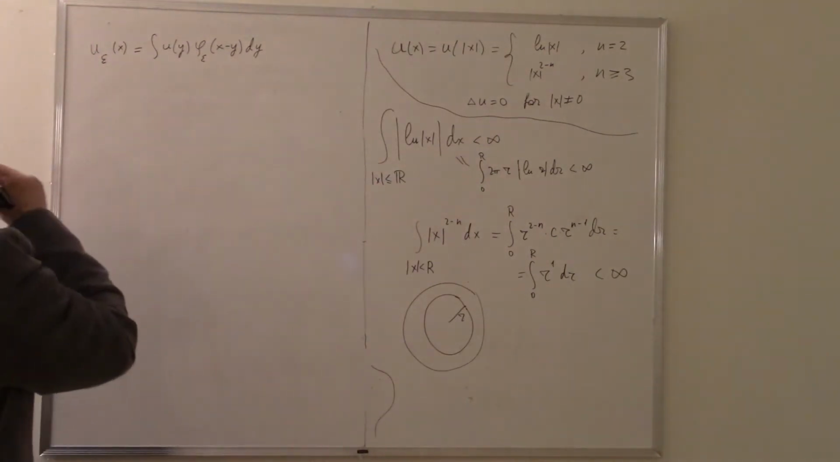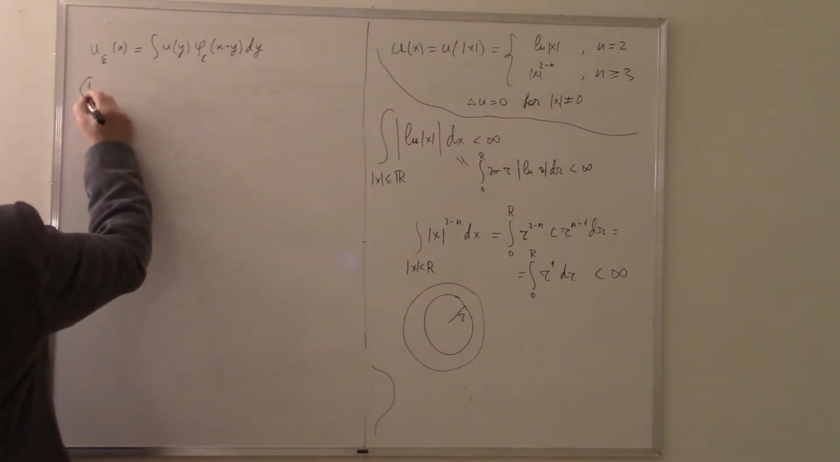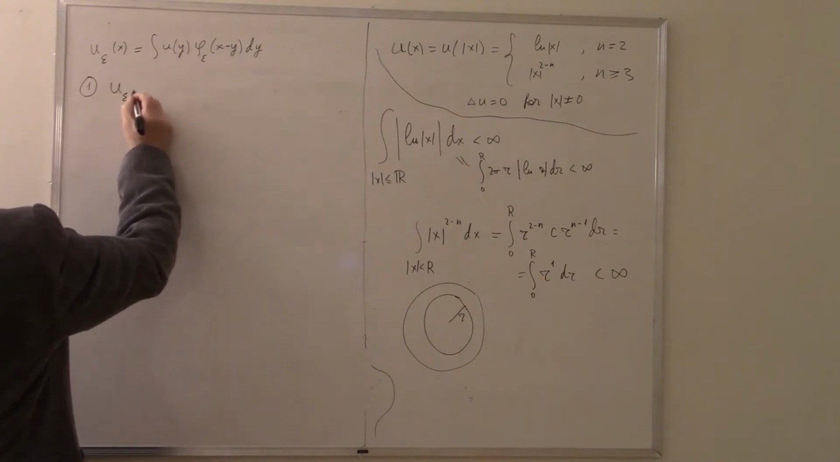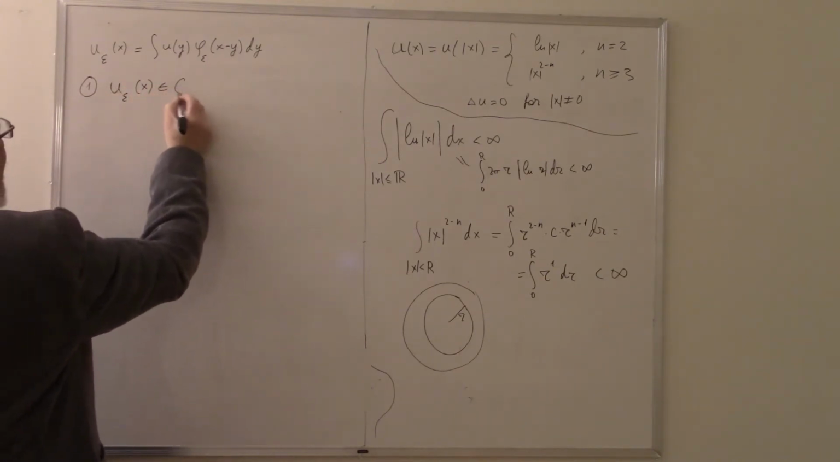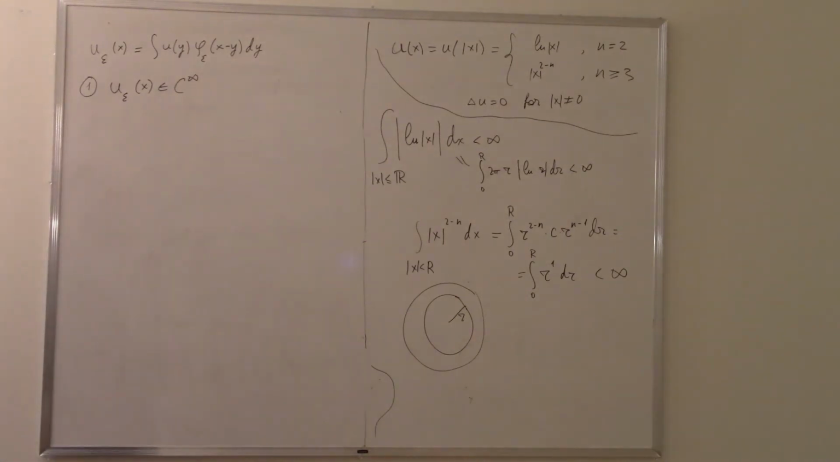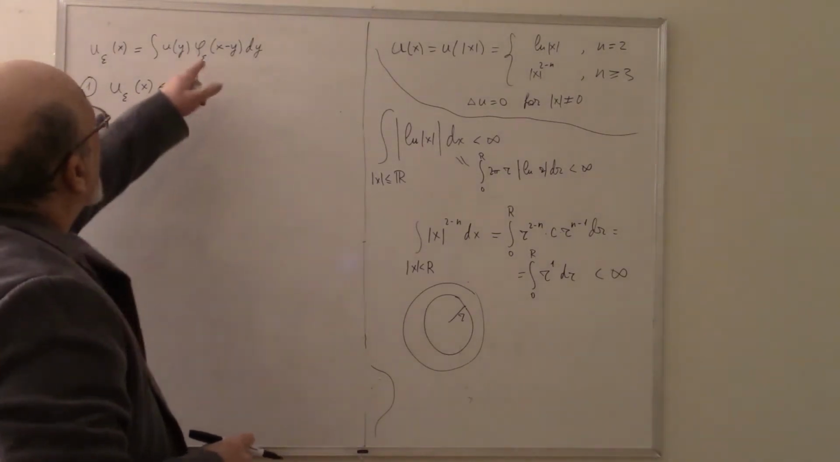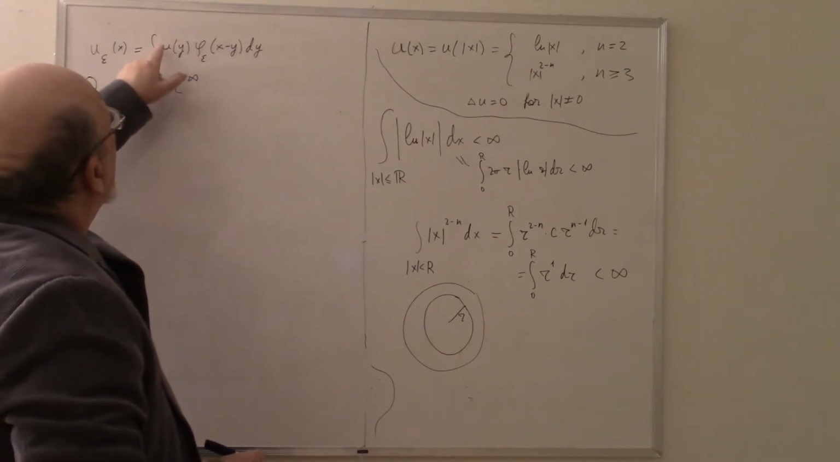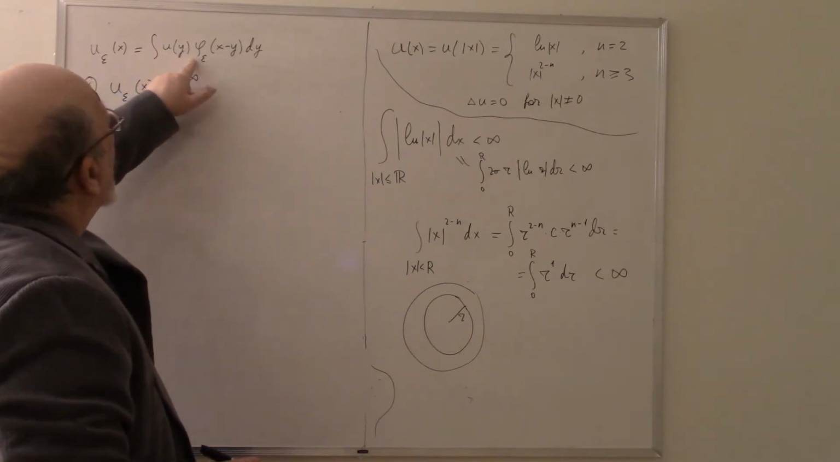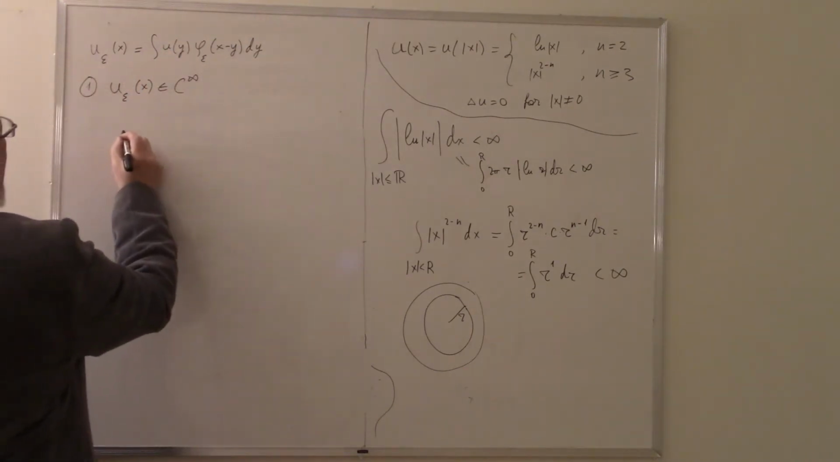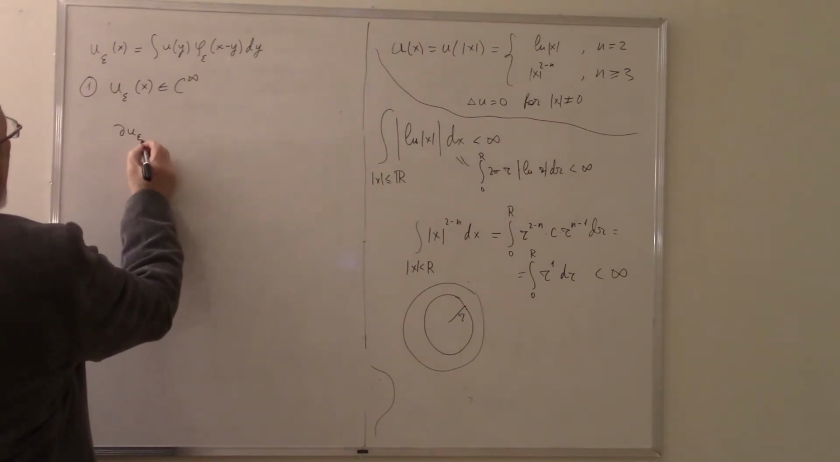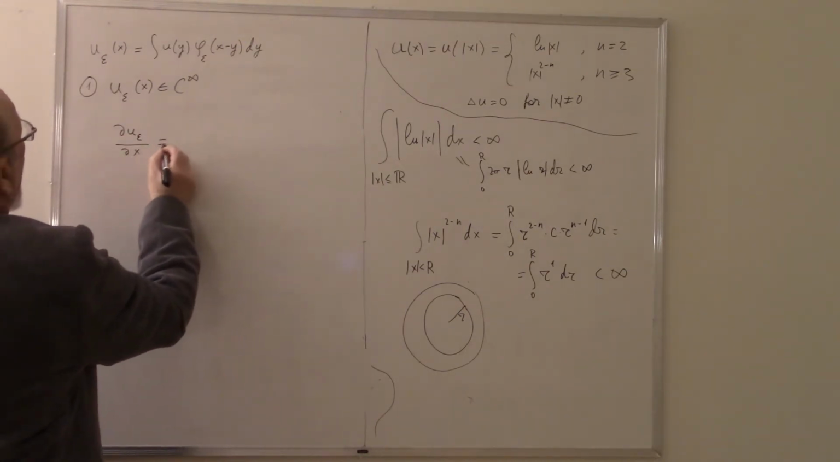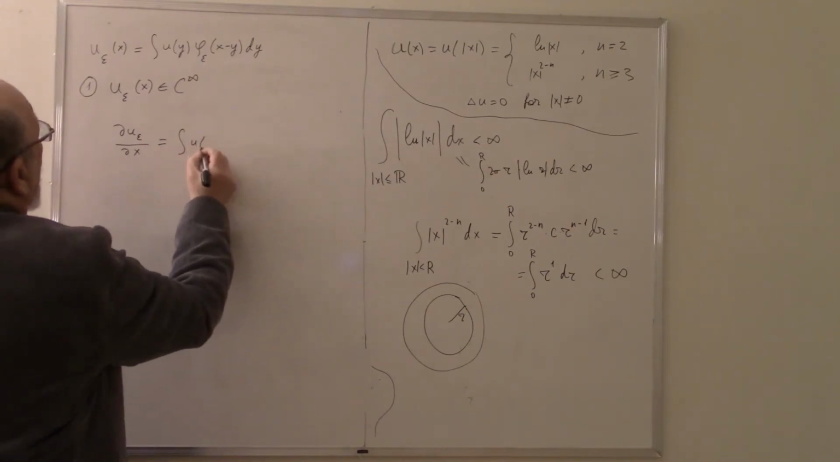Now the first observation: u epsilon of x is a function in C infinity. It is a general rule. Why? Because we can differentiate it with respect to x. This does not depend on x. So we have to write, say, du epsilon dx equals the integral of u of y.